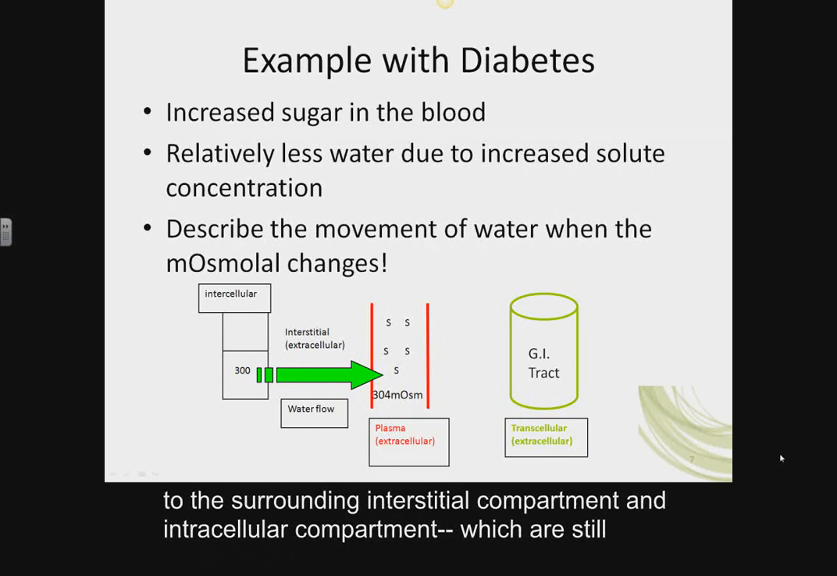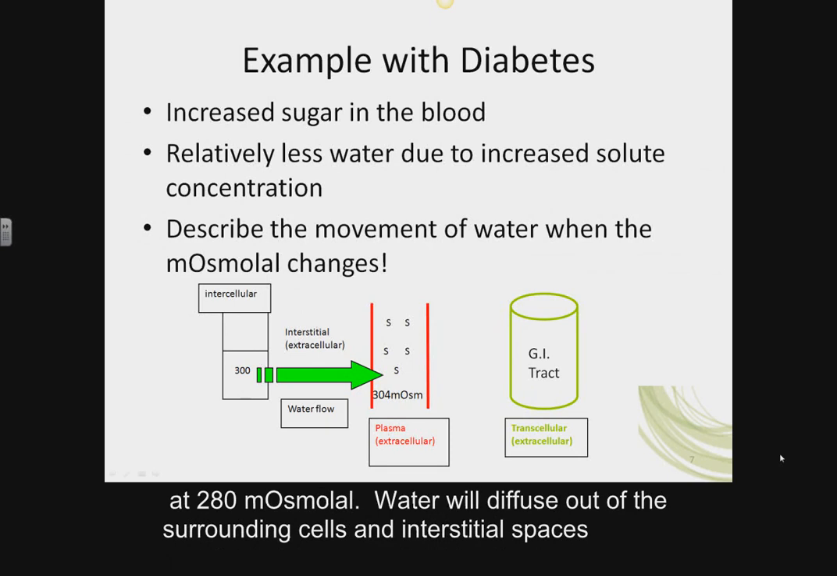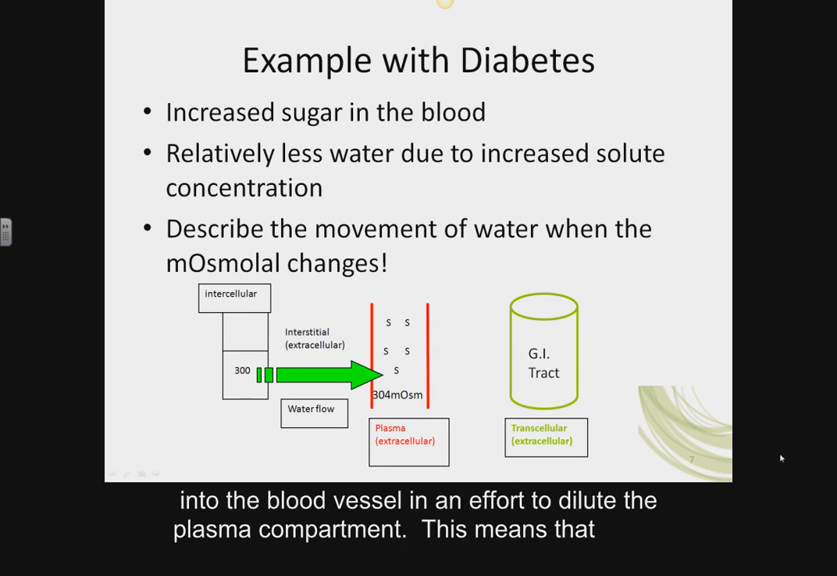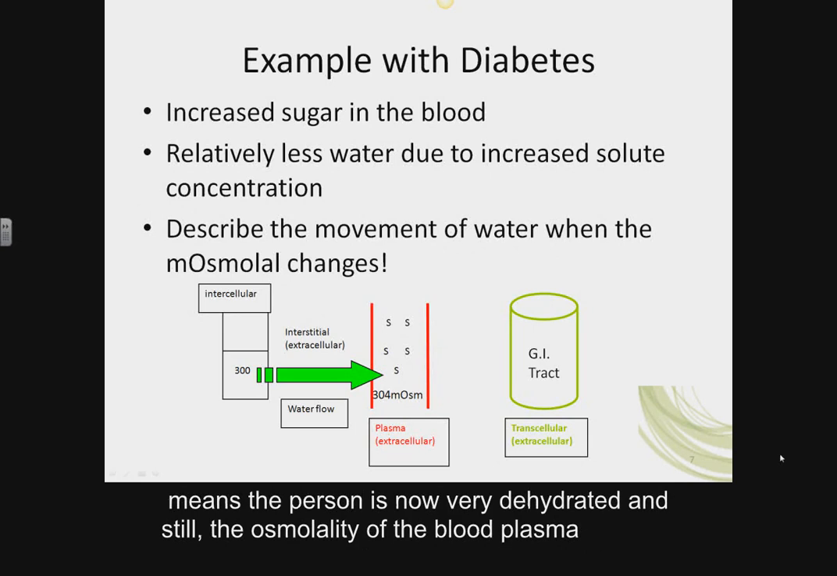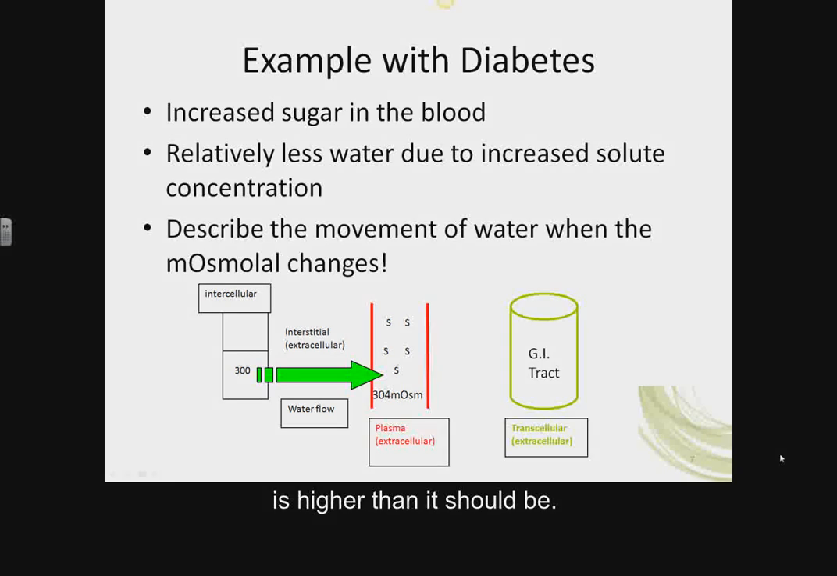Now, this plasma compartment has a higher particle count compared to the surrounding interstitial compartment and intracellular compartment, which are still at 200 milliosmolality. Water will diffuse out of the surrounding cells and interstitial spaces into the blood vessel in an effort to dilute the plasma compartment. This means that when and if equilibrium is reached, the surrounding tissues will have lost water, and this means the person is now very dehydrated, and still the osmolality of the blood plasma is higher than it should be.